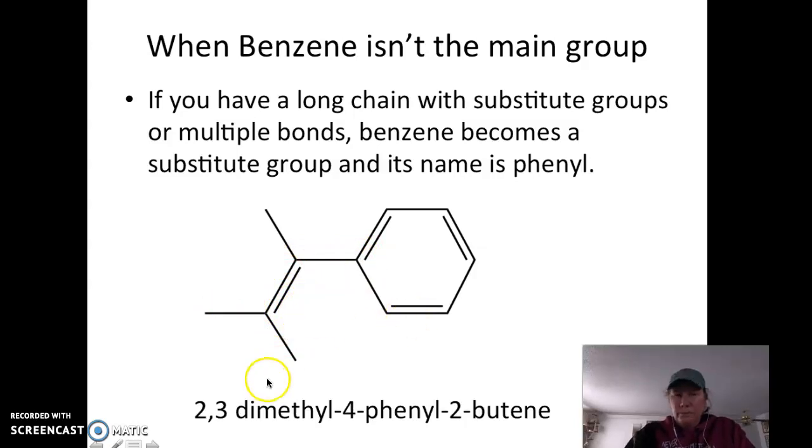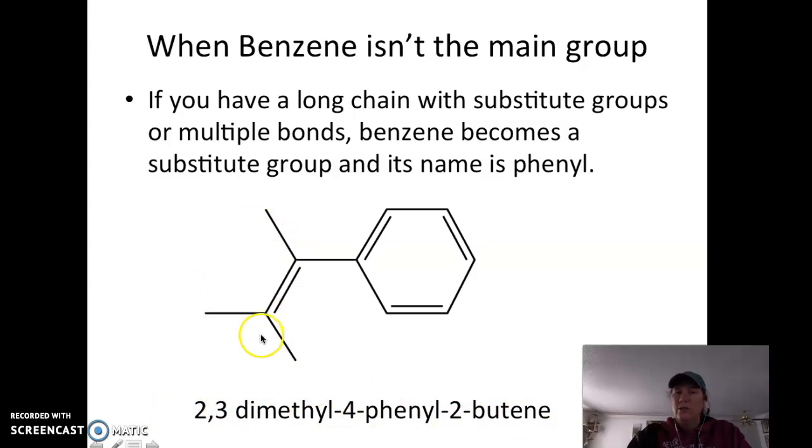So 2,3-dimethyl. And again, methyl comes first because alphabetical order. Okay, so I put my 2,3-dimethyl in here. 4-phenyl. That's my benzene ring, but now it's not benzene anymore because it's not the main chain, it's phenyl. And then 2-butene. There's a double bond on the second one. Okay, so again, the name tells you everything.